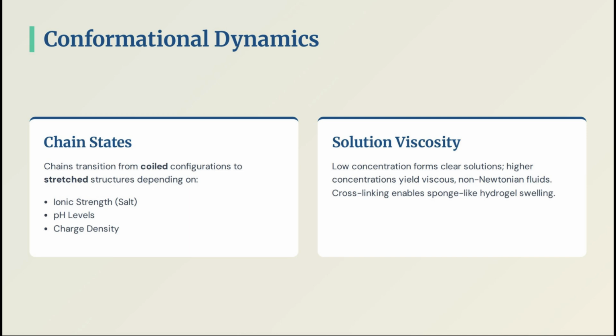This behavior depends strictly on external factors: the ionic strength of the water, the pH level, and the overall electrical charge density. These parameters dictate how the polymer performs in aqueous environments. When dissolved, polyacrylamide forms a crystal-clear solution at low concentrations, but it quickly transforms into a thick, sticky, highly viscous solution at medium to high concentrations.